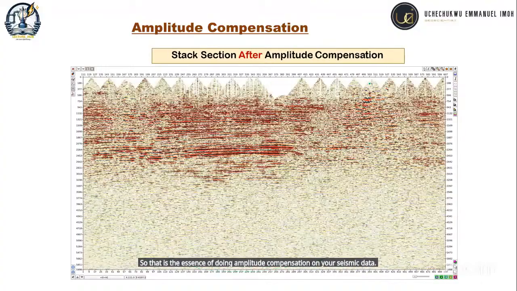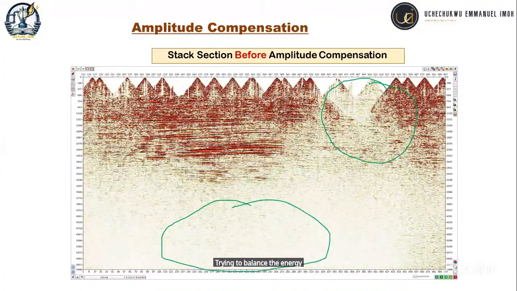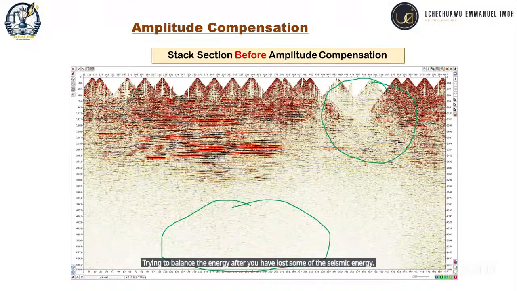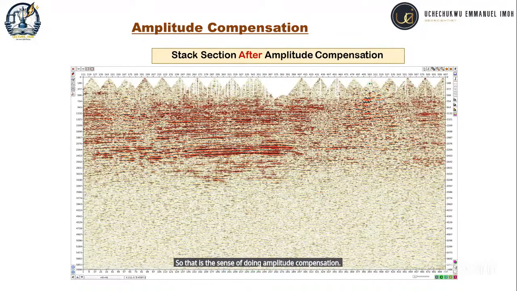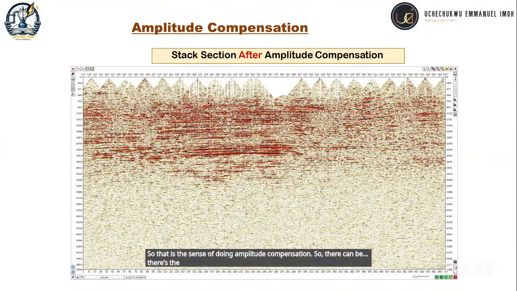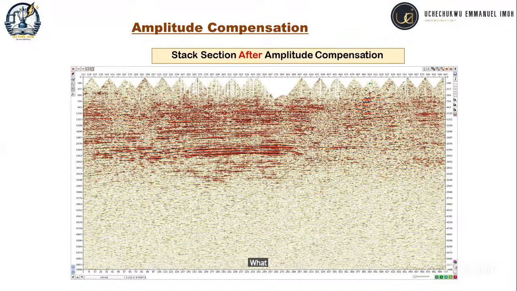You're trying to balance the energy after you have lost some of the seismic energy due to transmission loss, spherical divergence, and absorption by the rocks. So that is the essence of doing amplitude compensation. Those are fundamentally the reasons why you do it. You can be hearing things like surface consistent amplitude compensation, horizontal balancing, whatever terminology they are using. This is the fundamentals behind it. Is there any question from here?